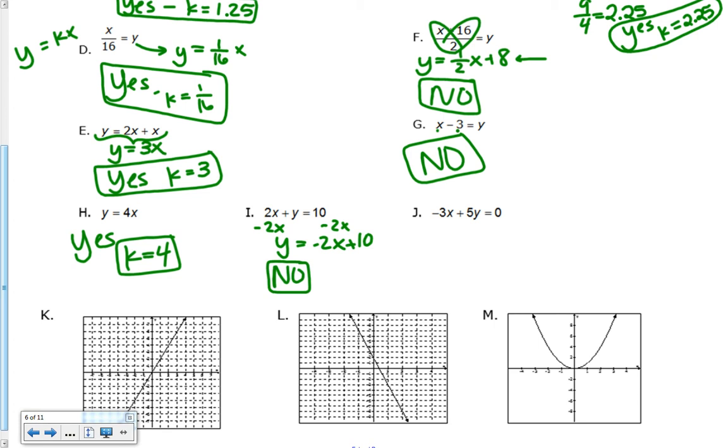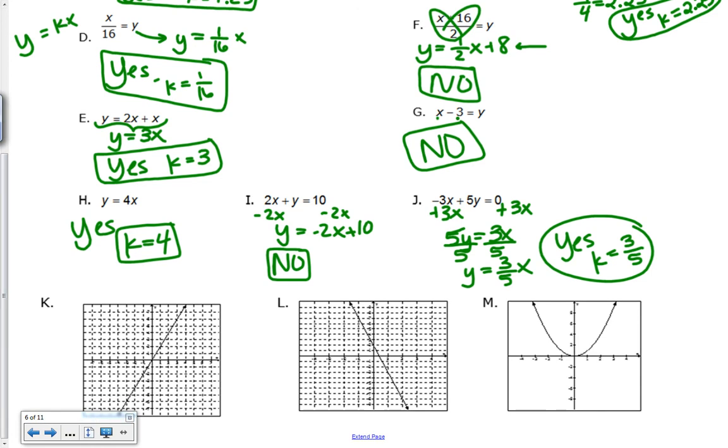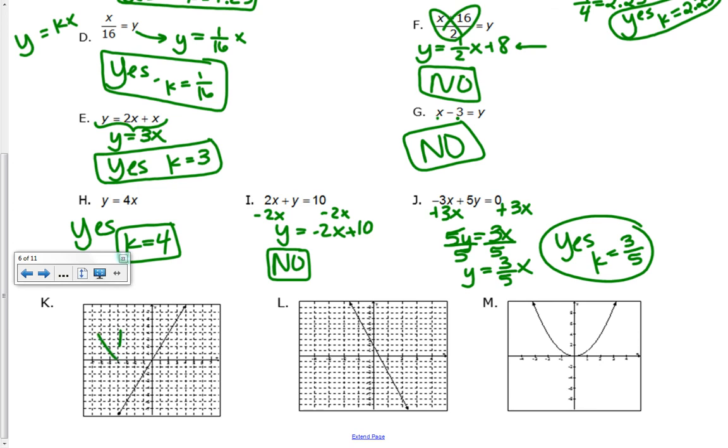Letter J, again, I need to get my y by itself in order to be sure. So I'm going to add 3x to both sides. So 5y equals 3x. Divide by 5, and y equals 3/5 x. Well, what do you know? Yes, this one works, and k is 3/5. Looking at these graphs, these are the easy ones because you really just look to see, is it a straight line? Is it going through 0, 0? Well, this one is a big fat yes. This one is not going through 0, 0, so it's a big fat no. This one isn't even a straight line, so it's a no.